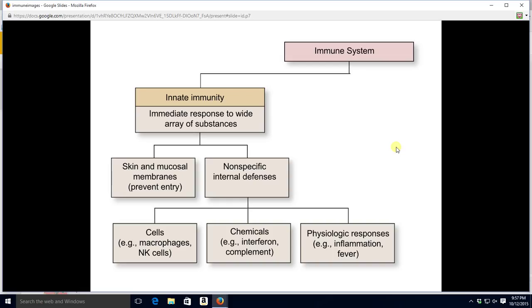This is going to include barriers like skin, mucous membranes, as well as some non-specific internal defenses, including cells, some we met before like macrophages, chemicals like interferon, and also responses like inflammation and fever. So that's one of the things we're going to do first.